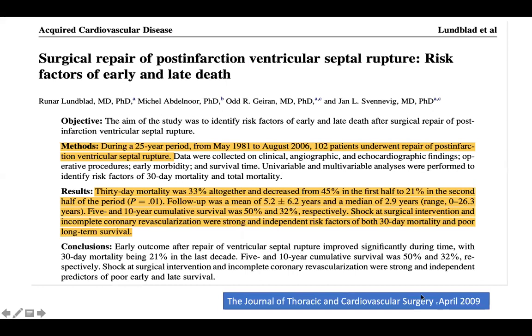This paper in 2009 showed a 25-year period with 102 patients, a good number of patients, and showed an overall mortality of 33%. In the early era, the first era, it was 45%. Then they improved in the second part of the study. It was lesser mortality, just 21%.